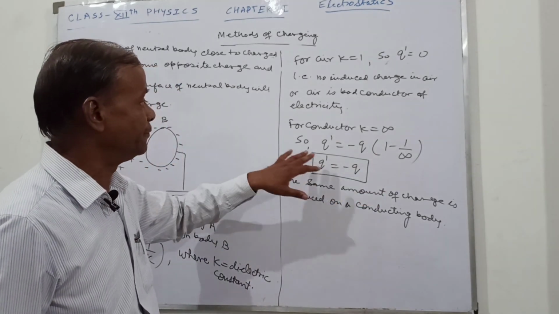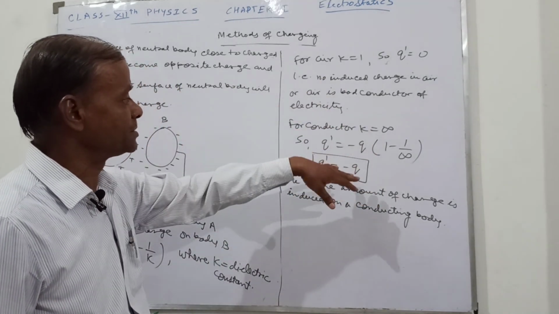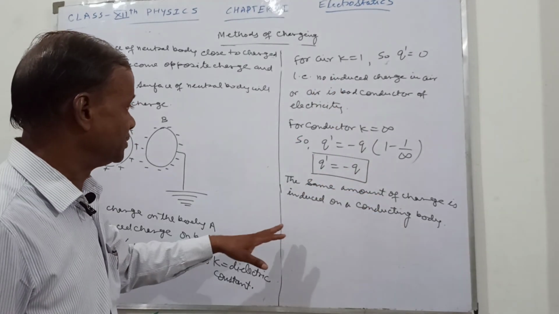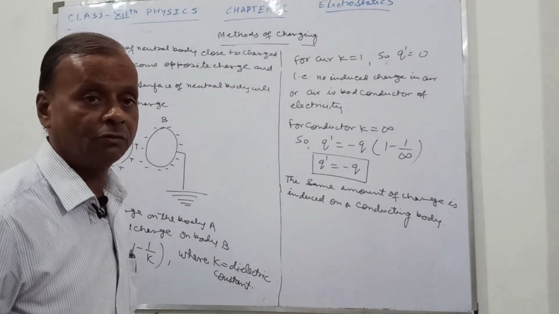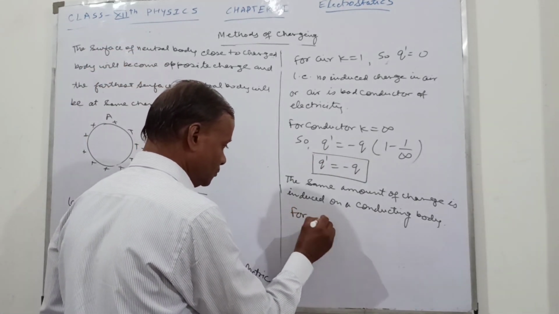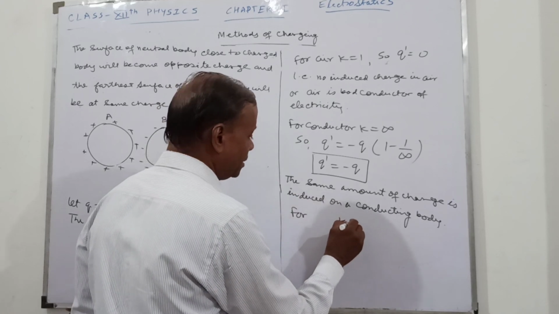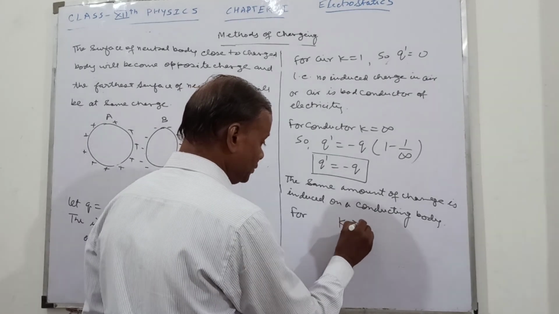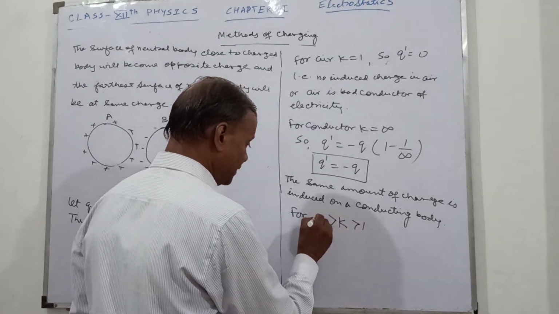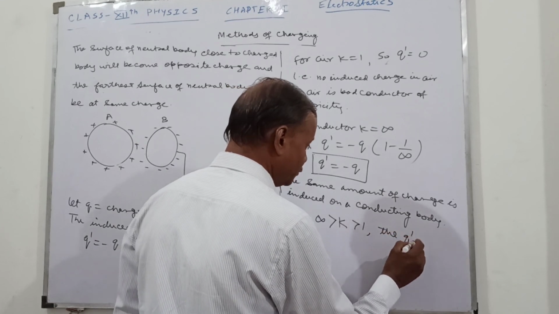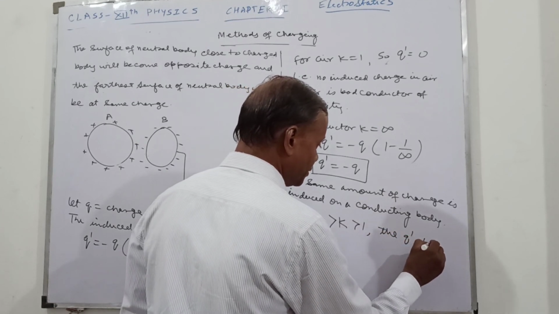And you can see that for the remaining, K is greater than 1 and less than infinity, so the charge Q dash is not equal to Q.